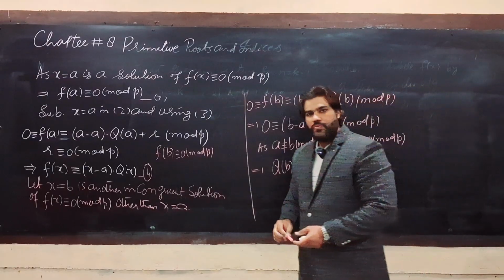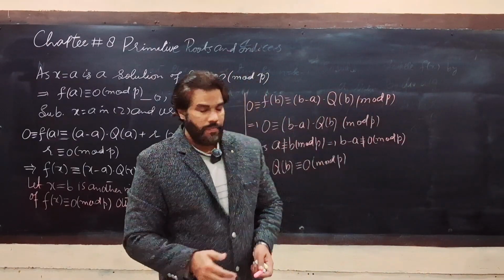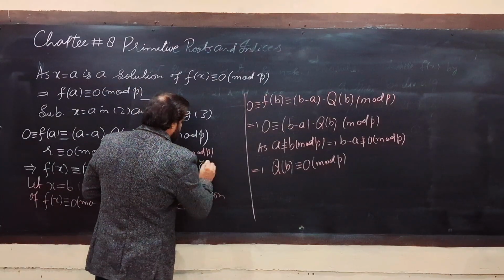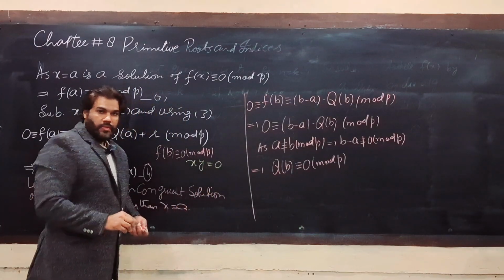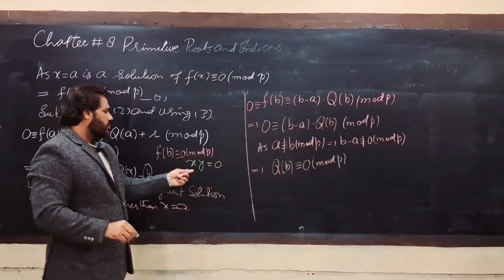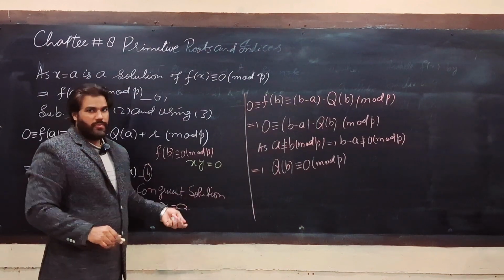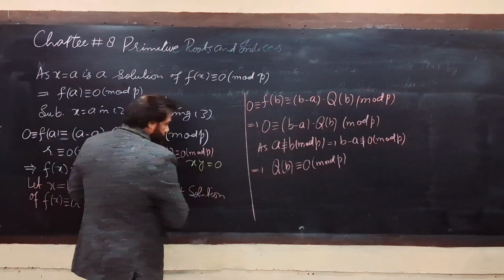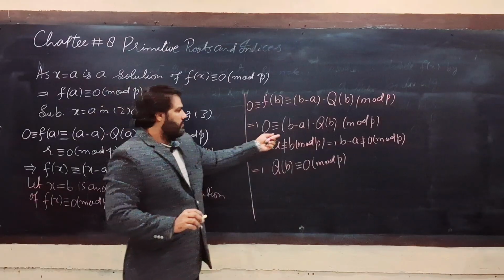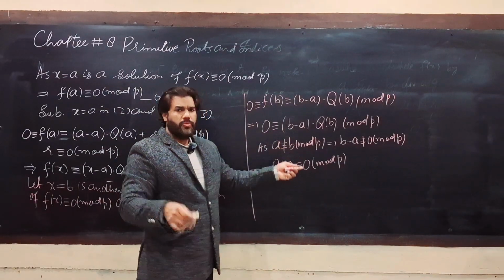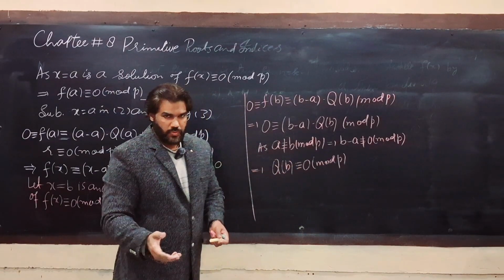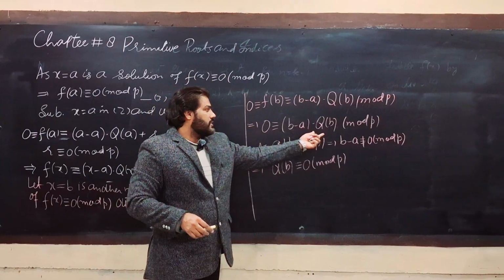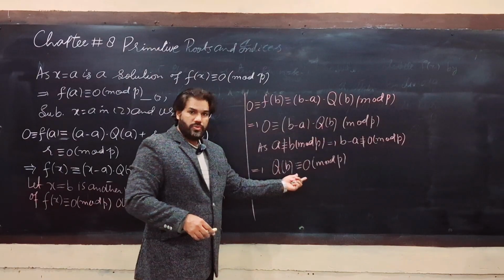This is the same concept that we used in algebra. For example, when you say the product of two integers x and y is equal to 0, then it is possible that both of them are 0 or at least one of them will be 0. So either x is equal to 0 or y is equal to 0. The same concept we can use here. When you say b minus a is not congruent to 0, suppose we say b minus a is not equal to 0. Then the possibility is that this number q of b is congruent to 0 modulo p.